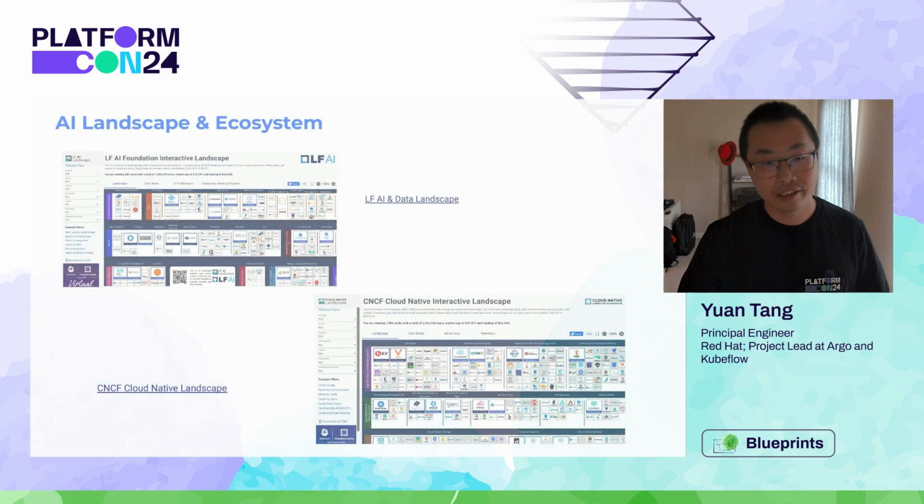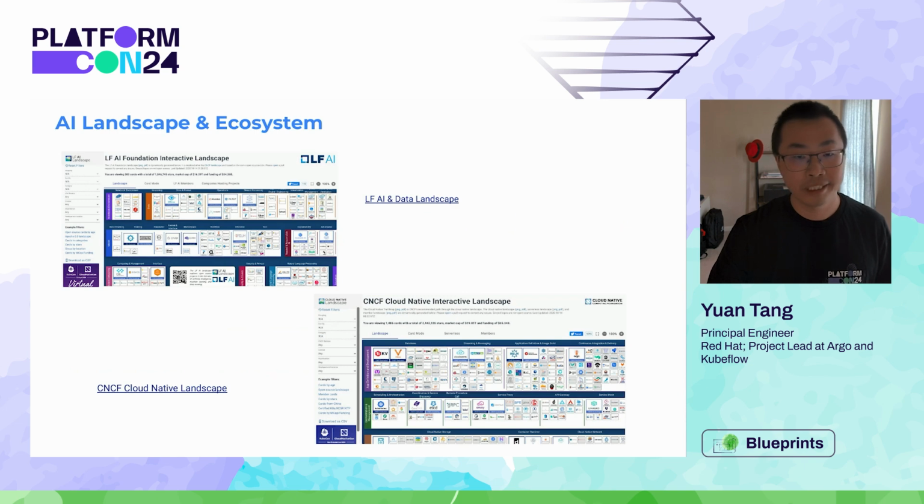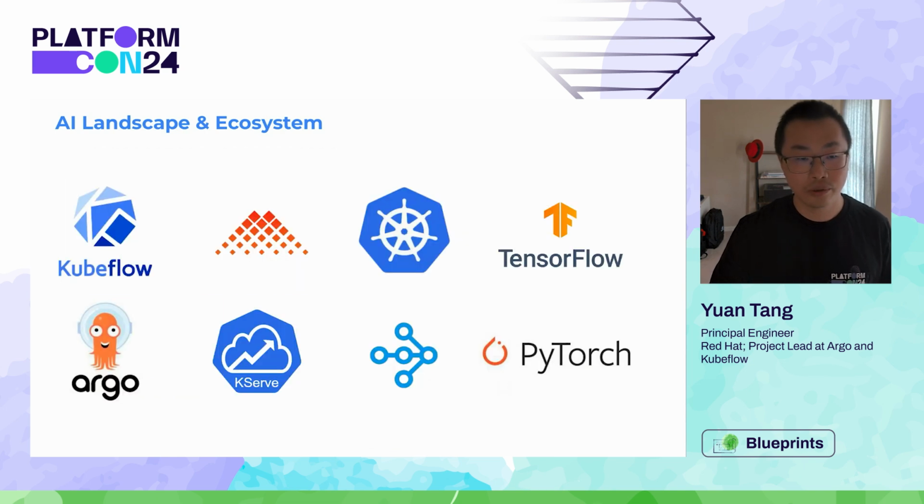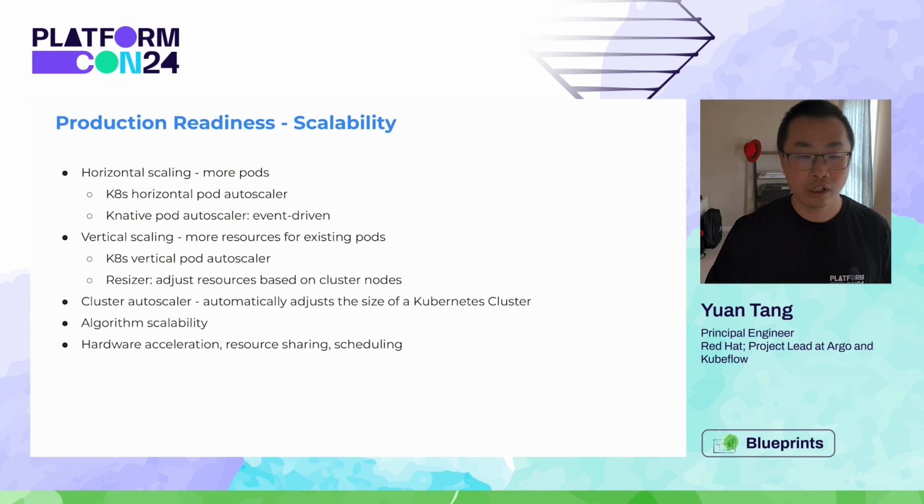The AI landscape and ecosystem have been rapidly growing ever since the birth of large language models. You can check out these different landscapes from Linux Foundation or CNCF for more details. Some example projects include Kubeflow and Argo and KServe from the infrastructure side, and TensorFlow and PyTorch from the machine learning frameworks perspective. Next, I'm going to talk about different elements to consider when building a production-ready AI platform.